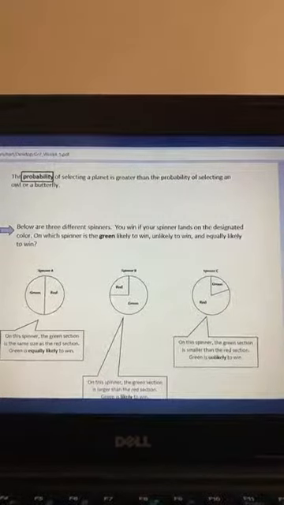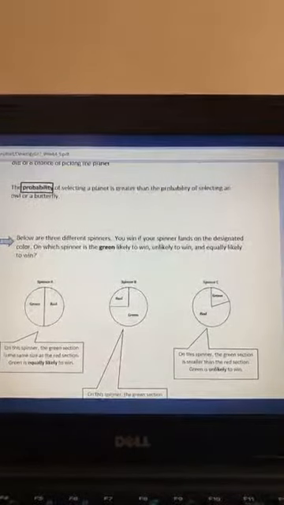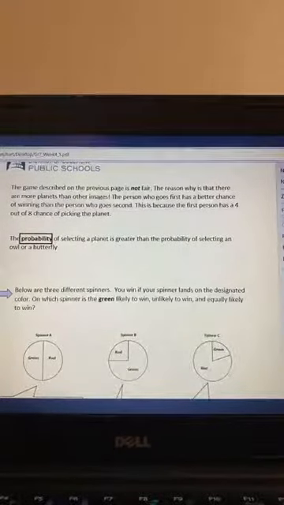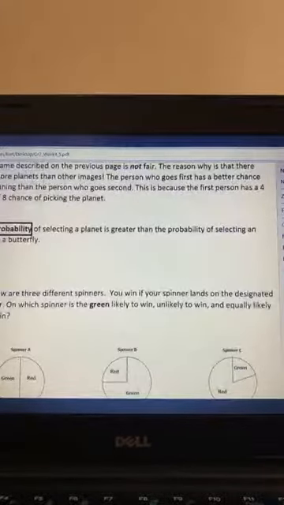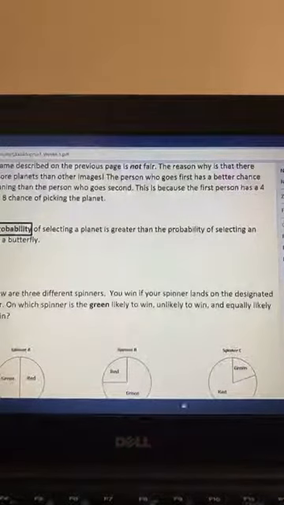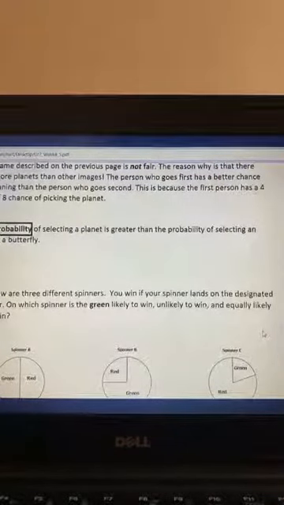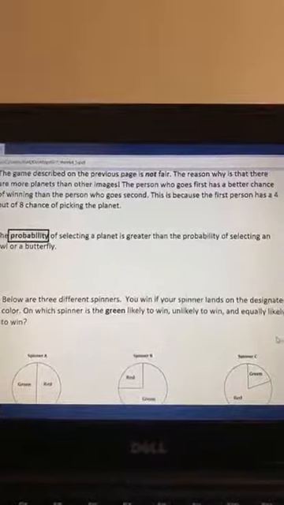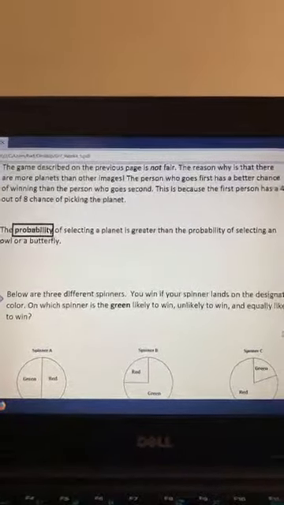It says the probability of selecting a planet is greater than selecting an owl or a butterfly. That is correct. All right. The probability of selecting a planet is greater than the probability of selecting an owl or a butterfly. That is correct.